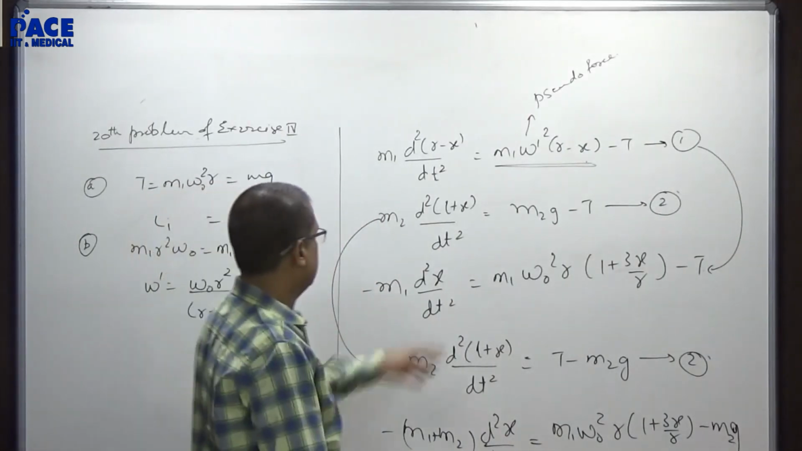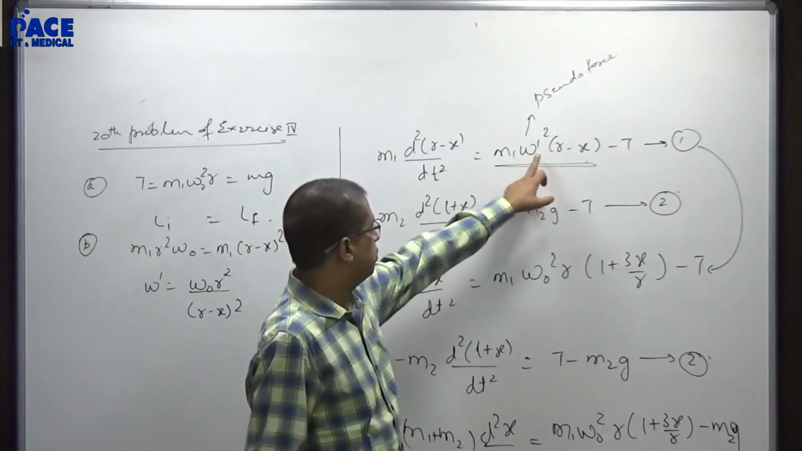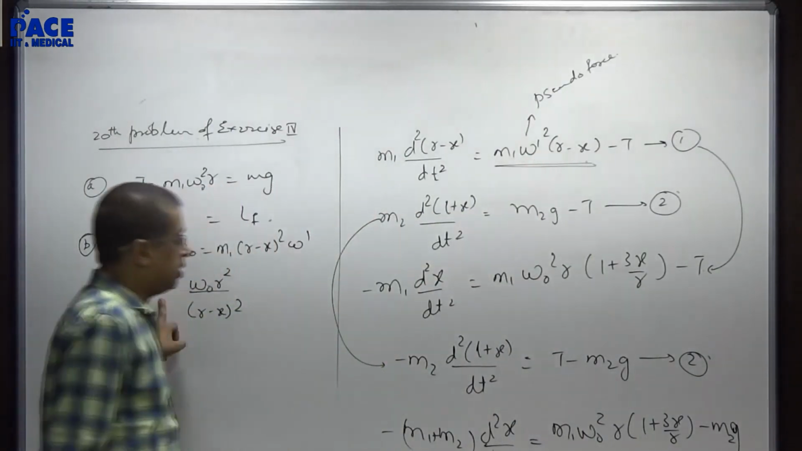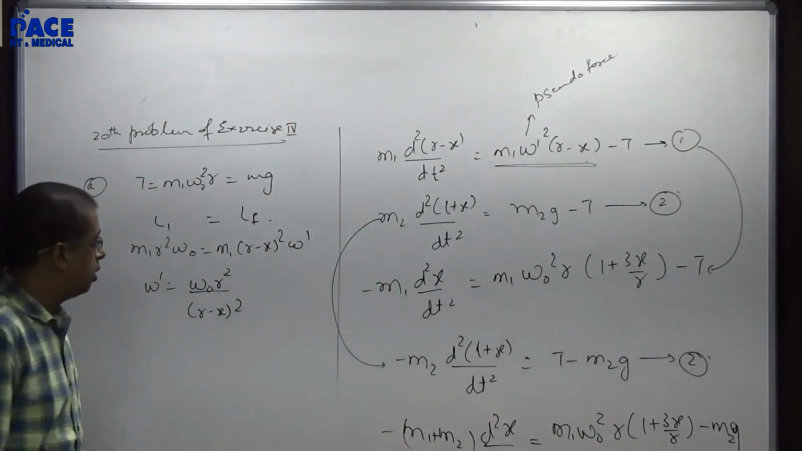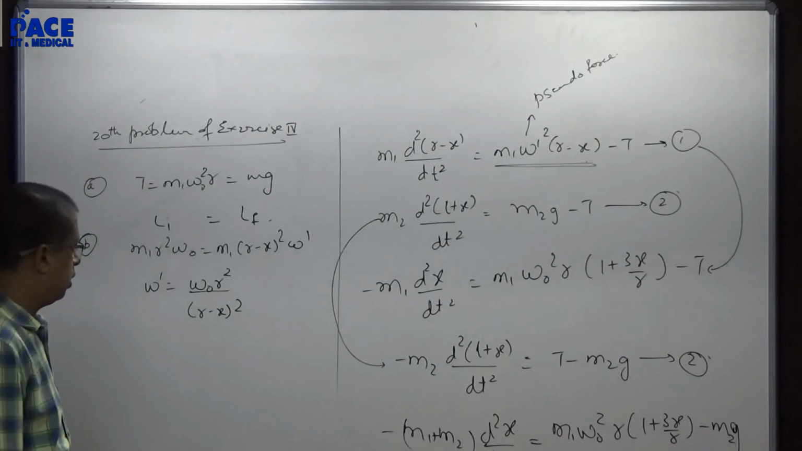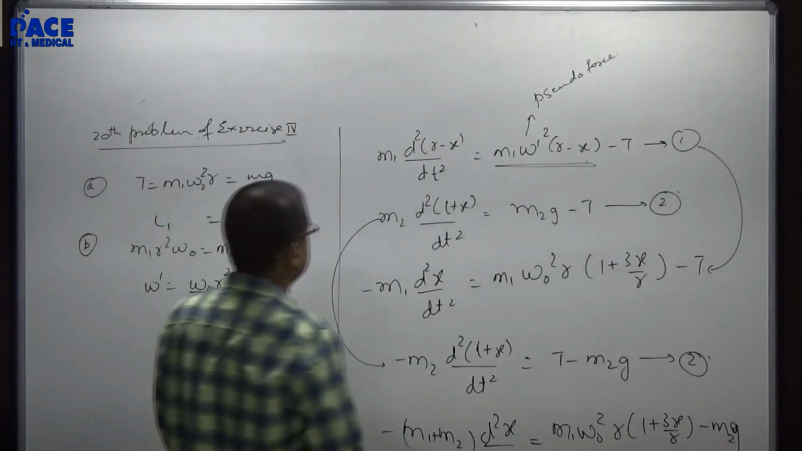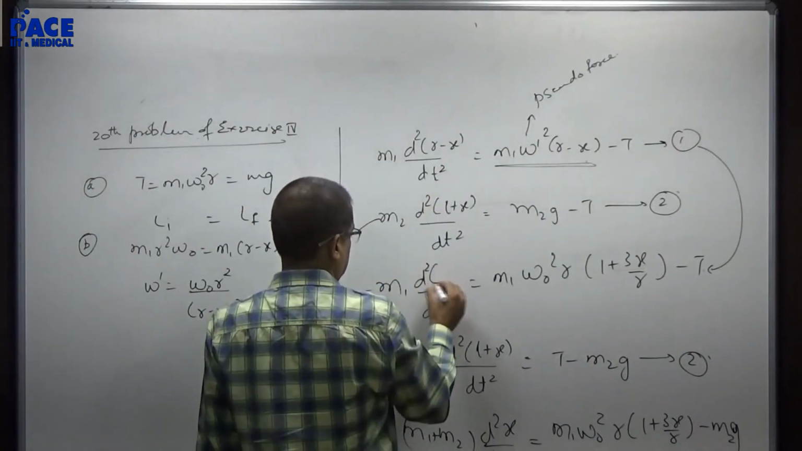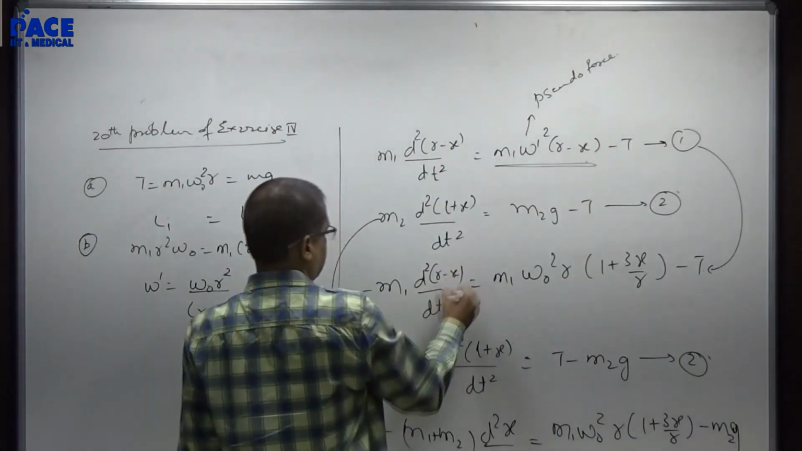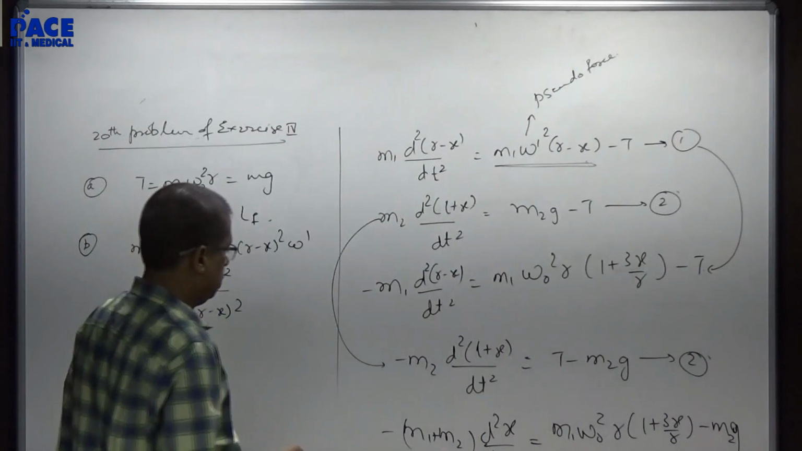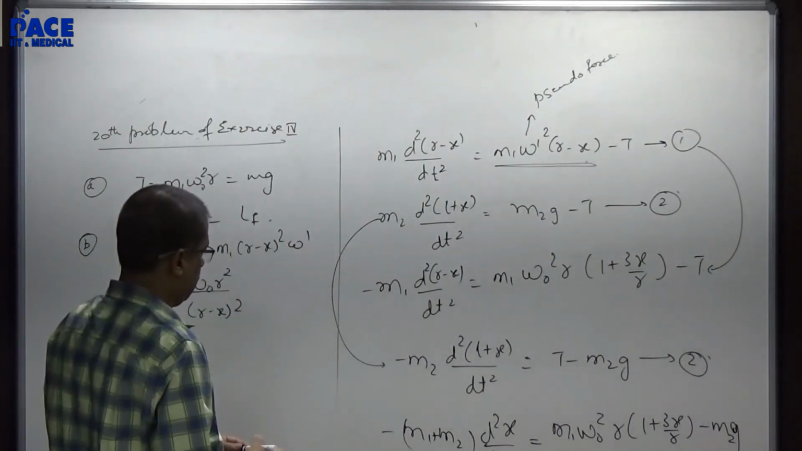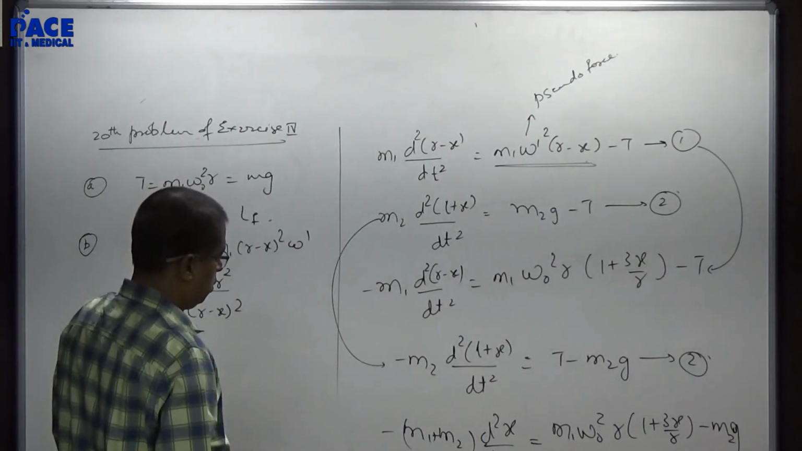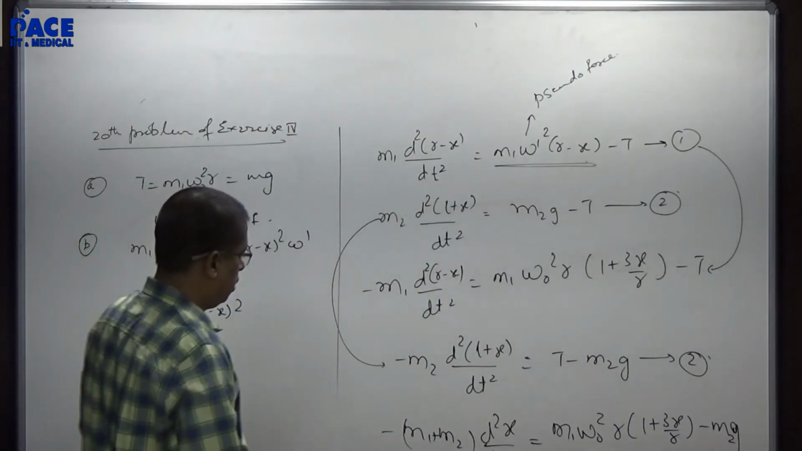d2x by dt square. Omega dash is substituted. d2x by dt square. Due to r minus x. So even down. Down.